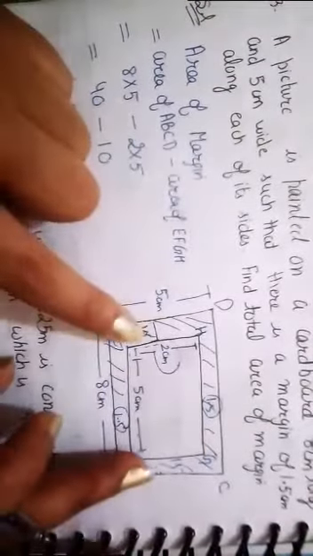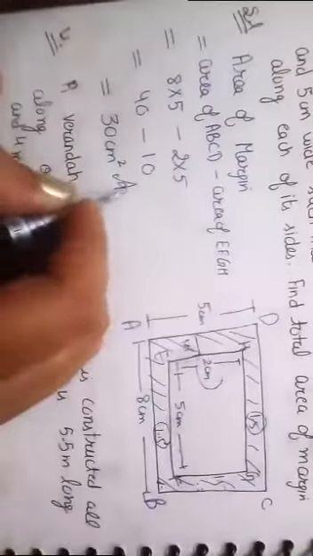Now we have to find the area of margins. Area of margins is equal to the area of ABCD, the outer rectangle, minus the area of EFGH, which means the area of the inner rectangle. So area of outer rectangle minus inner rectangle is the area of the margin. That is 8 into 5 minus 2 into 5, that is 40 minus 10, it is 30 centimeters square. So this is the answer.